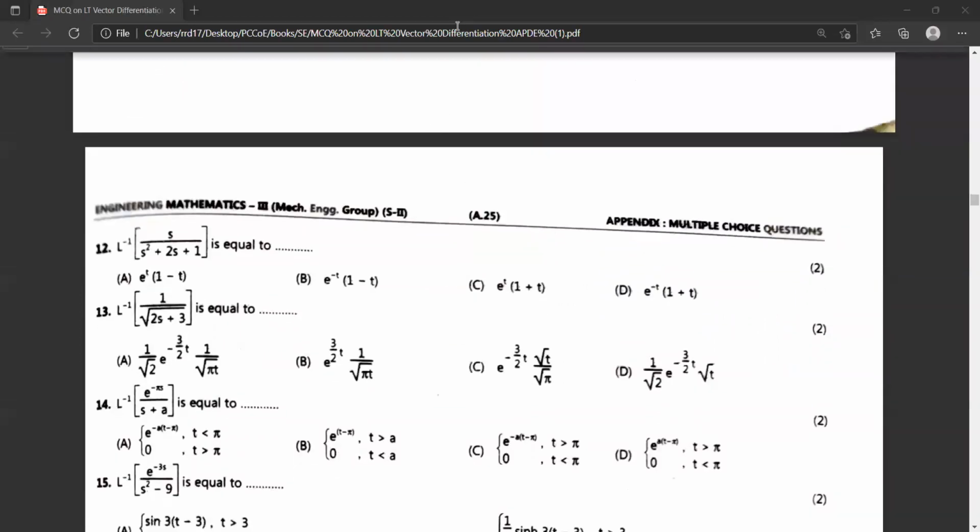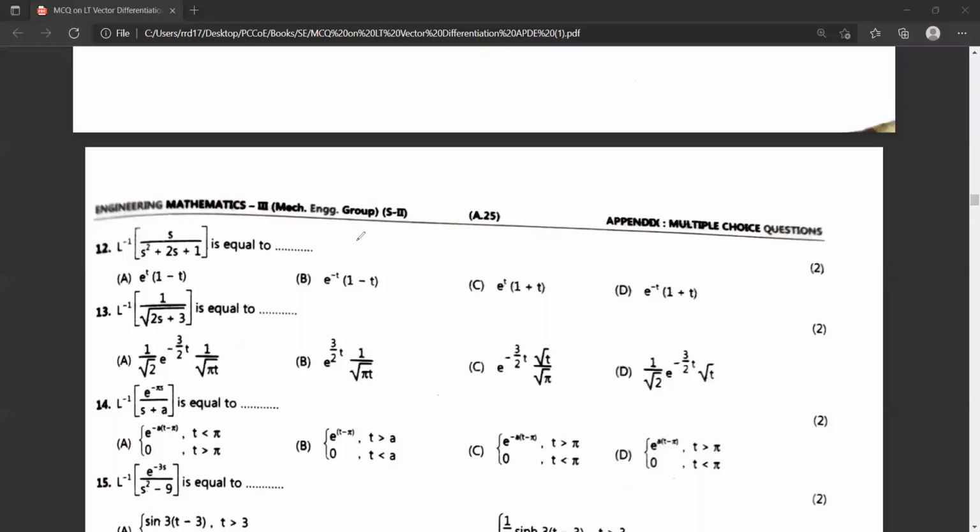Now look here again, the same thing. If you look at the denominator, it is a complete square. So this is L inverse of S upon (S plus 1) whole squared. Again, adjust by adding plus 1 minus 1. Just do it and find the answer quickly. How many of you are getting B? Yes, sir, B. Okay.